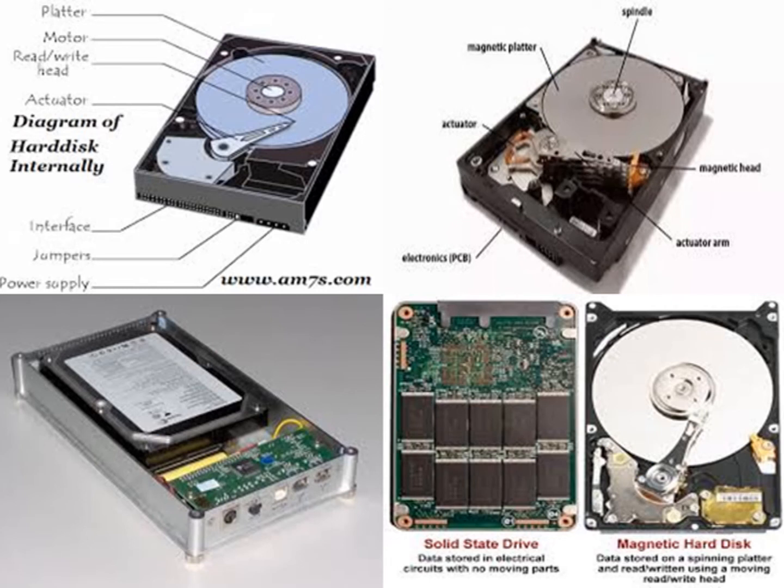Here we have various types of images regarding the hard disk. In the first picture we have the components of the hard disk: motor, read write head, and actuator, a diagram of the hard disk internally, interface, jumpers, and power supply, magnetic platters, accumulators, and electronic PCB, actuator arm, and magnetic head. These are some of the components which make up the hard disk.